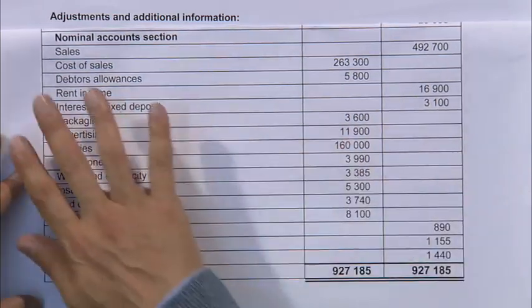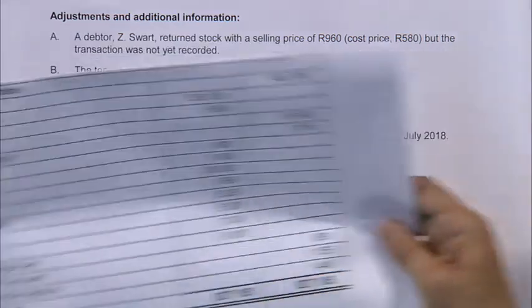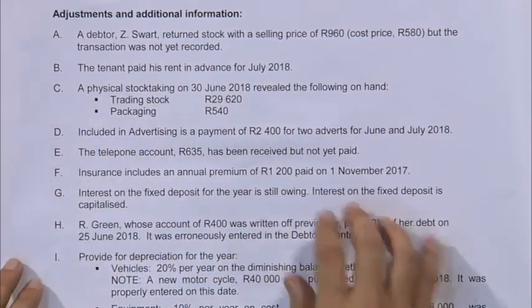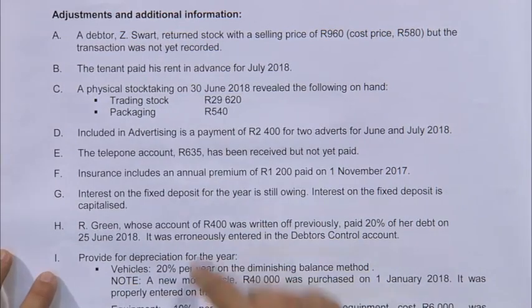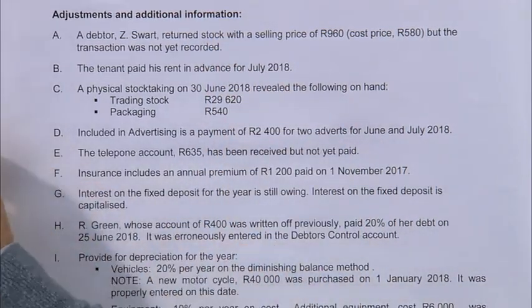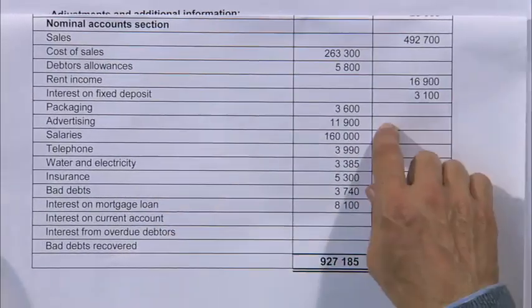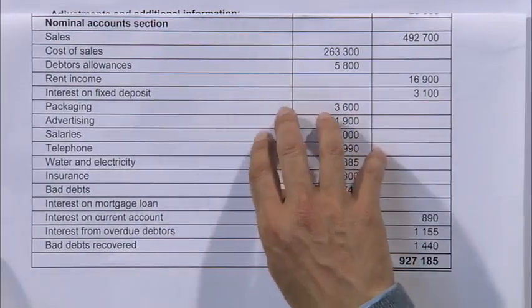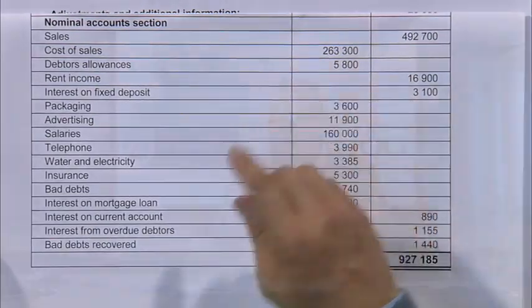Together with these nominal accounts, there are a few adjustments, meaning that these adjustments, as we go through them from the letter A to I, will have an effect on some of these accounts. So before we can close them off to the income statement, we'll have to change them, adjust them, and then send them off to the income statement.